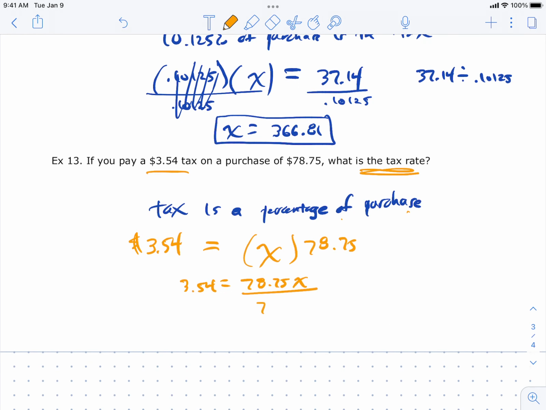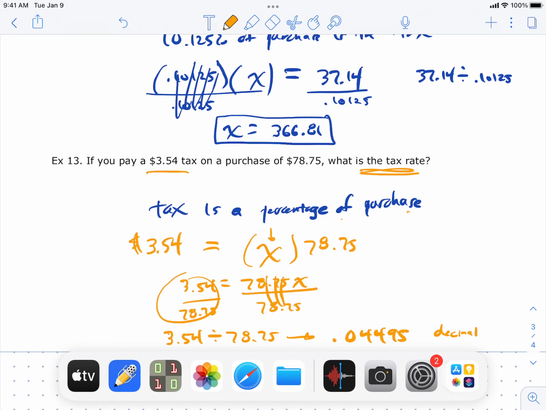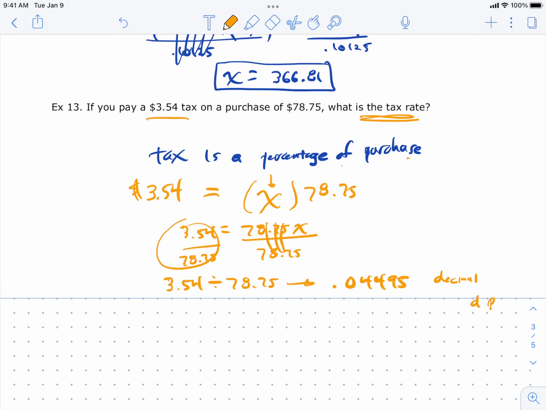What is important is that in order to solve for x, you have to cancel the 78.75 on both sides. This is what's important, that you're taking the 3.54 and you're dividing it by the 78.75 to get, what did I get? I got 0.04495. Now remember, it came from the calculator. It's a decimal, so to go from a decimal to a percent, you go to the right 2 places exactly. It's going to be a 4.495%, or for all we know, it was a 4.50%, something like that.